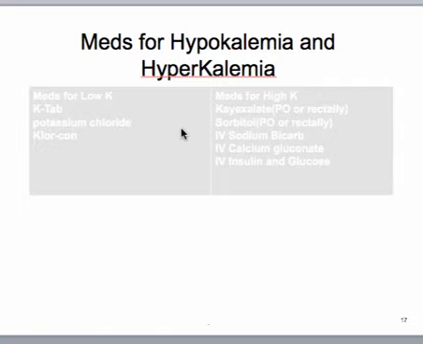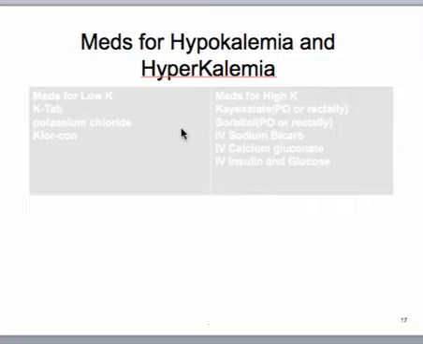Meds for hypokalemia: most of the meds for K, you're going to see K in the name, such as K-tab, or you're going to see potassium in the name, potassium chloride, K-Lor-Con. Meds that are given if the potassium is high: Kayexalate. Kayexalate is an orangey syrup type. It is given PO or rectally to bring down the potassium. Sorbitol is given to bring down the potassium. It causes diarrhea, as does the Kayexalate, and that is something you've got to talk to the patient about. It will cause a massive amount of diarrhea.